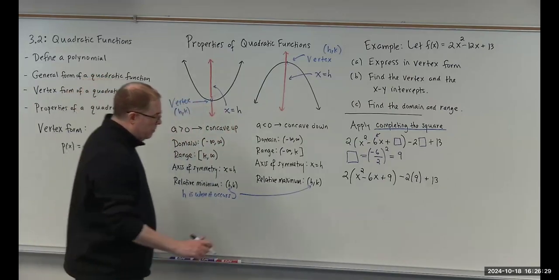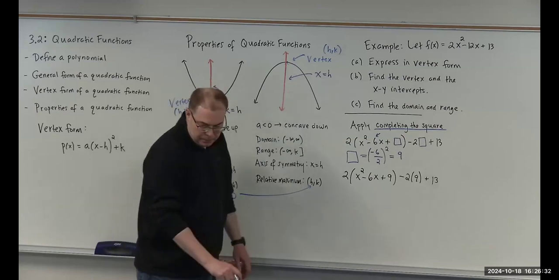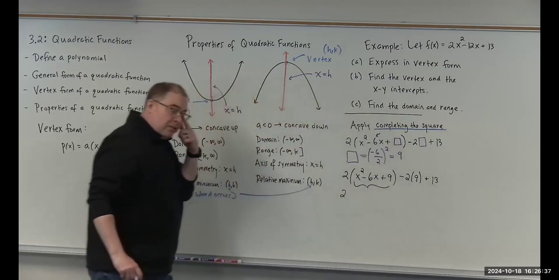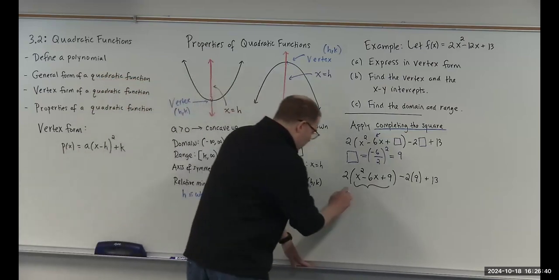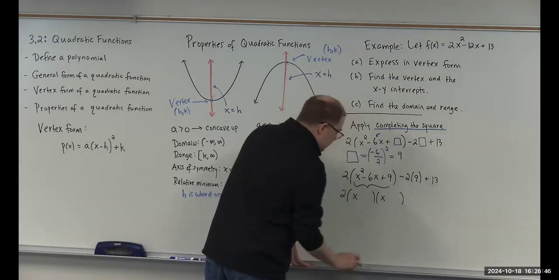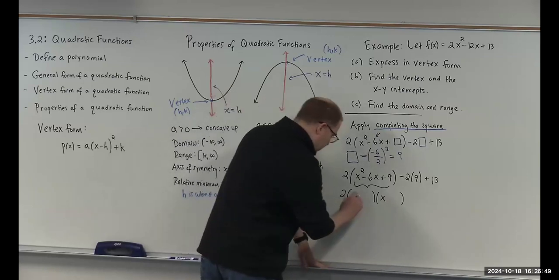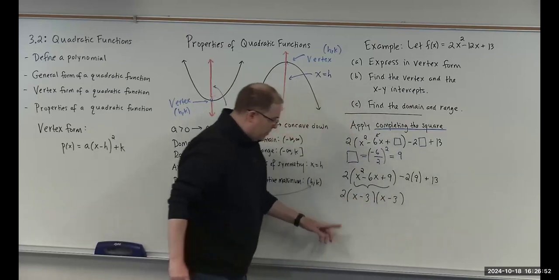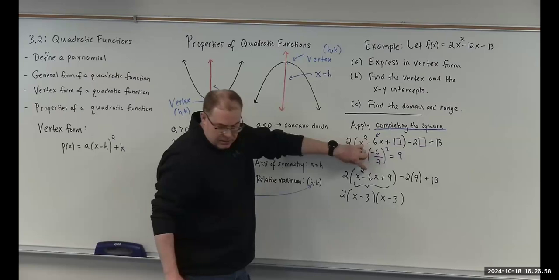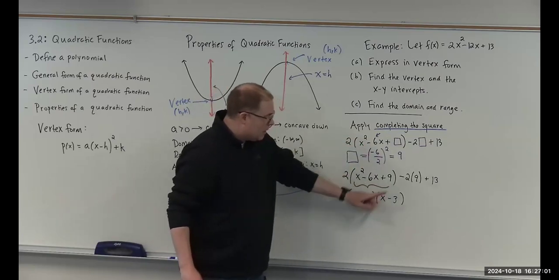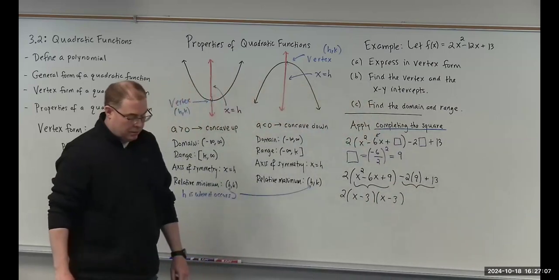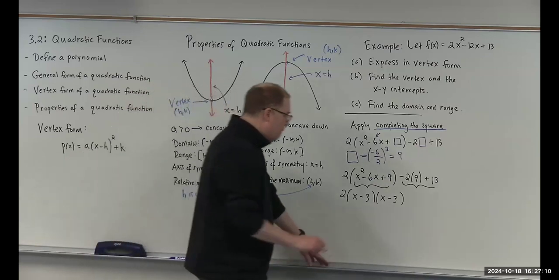Okay, so look at this. That turns out to be factorable. So this is just going to be x, and then we have minus 3 here, and another minus 3, right? Because we get x squared here, minus 3x gives us negative 6x. Negative 3 times negative 3 is going to be positive 9. And then out here, this part right here, that's minus 18 plus 13. That's going to give us negative 5.